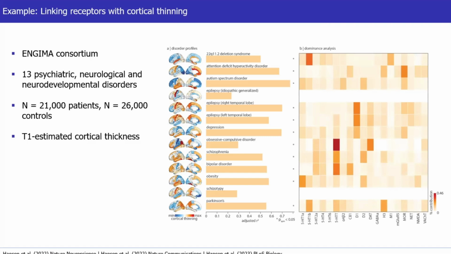The horizontal bars tell you how well I can predict a pattern of cortical thinning in a disease using maps of neurotransmitter receptors. You can see that the results are really good across the board, except for, it's very small, idiopathic epilepsy, where I'm not sure you would even expect a neurotransmitter signature, and schizotypy, which is not really a disease, more of a trait.